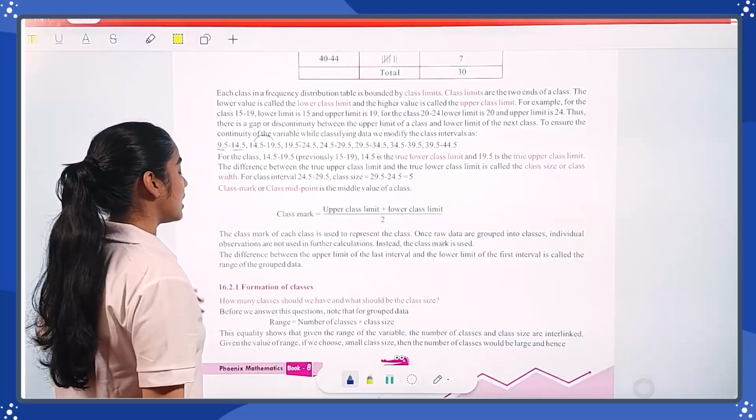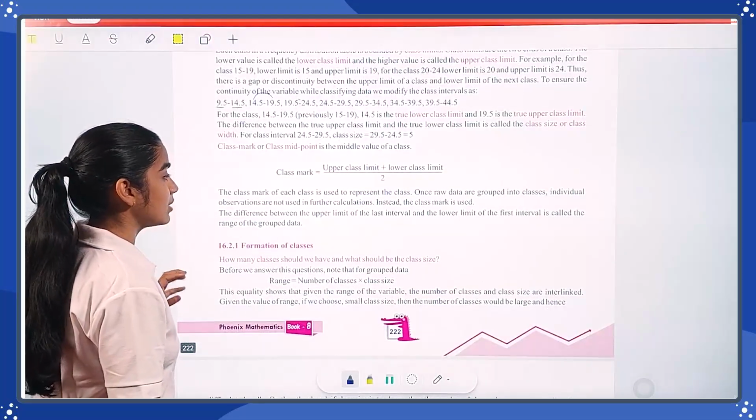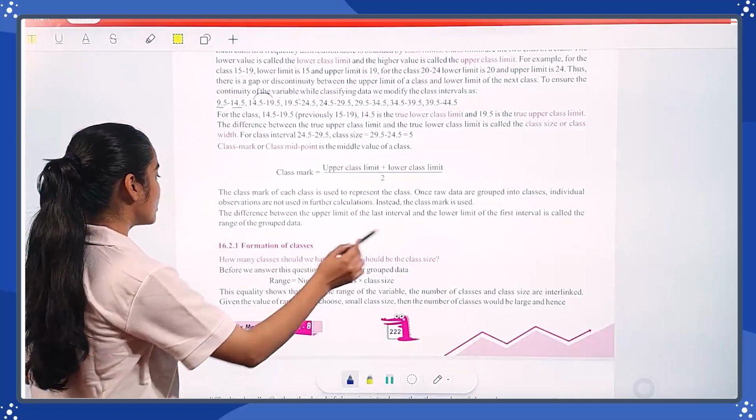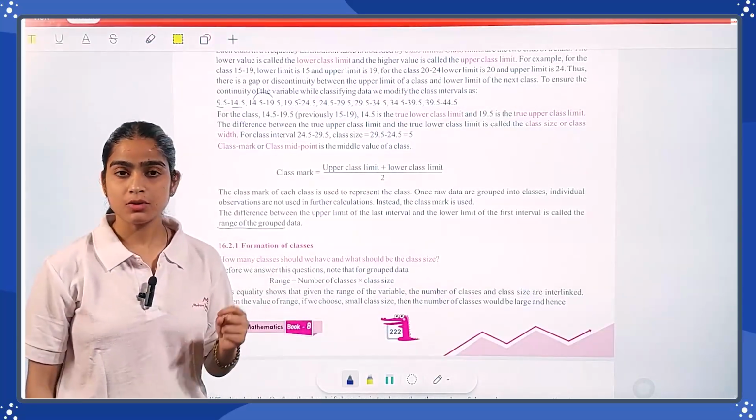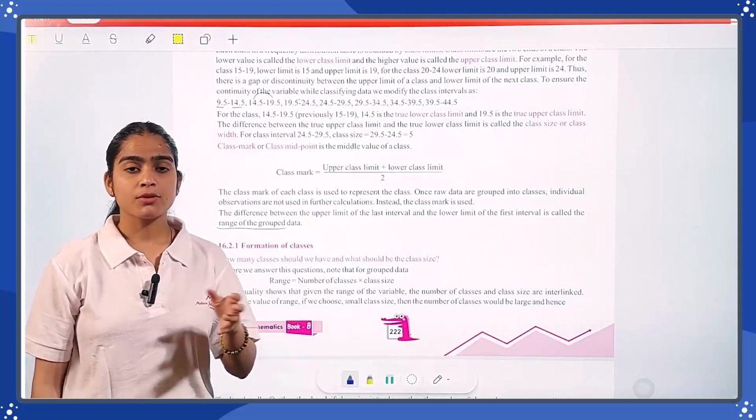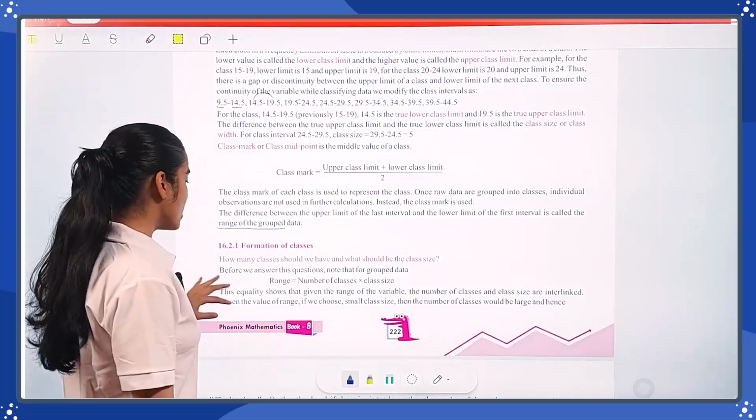The difference between the upper limit of the last class interval and the lower limit of the first interval is called the range of the group of data. It means you have to subtract the lowest value from the highest value. This is your range of data.